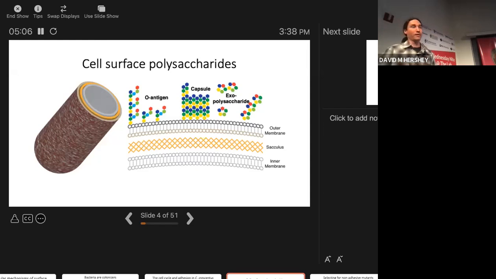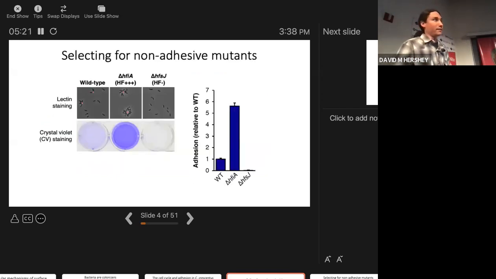When I started becoming interested in Caulobacter, the question I was really interested in was how these types of complex polysaccharides are actually assembled, and I wanted to understand the mechanisms of the enzymes that do this. The advantage that we have in Caulobacter here is that the holdfast confers a really powerful phenotype on the cells.